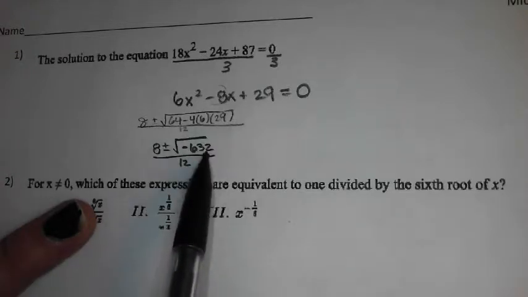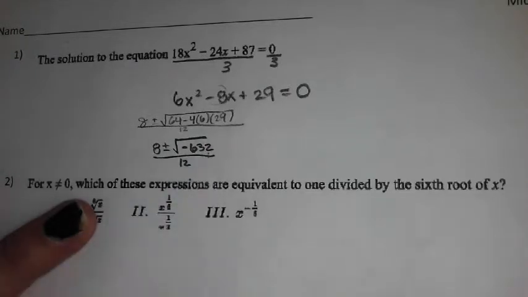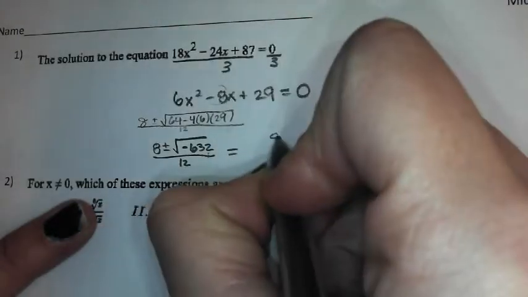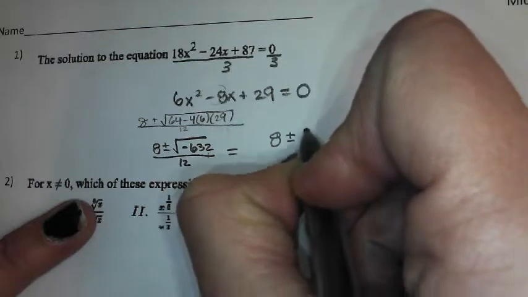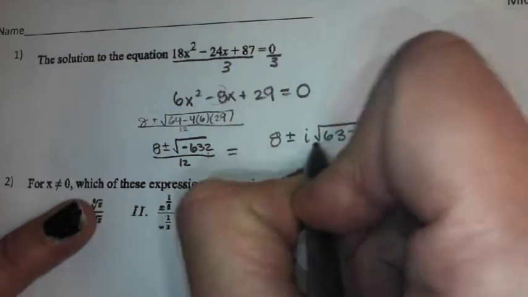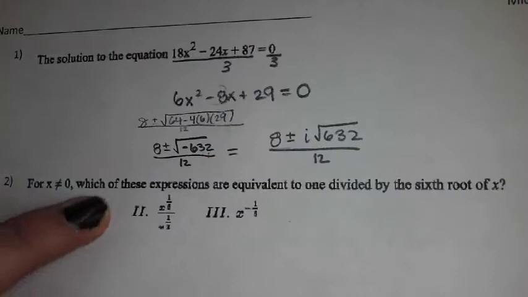So is that what you had, Maggie? And I can trust that that's right. So the discriminant is not only negative, but it's a big number. The negative part tells you that your answers are imaginary. So that's going to be 8 plus or minus i root 632. We can take out that i right away.